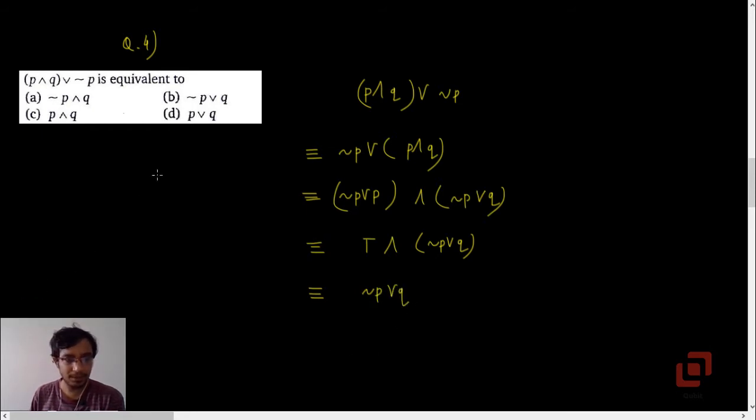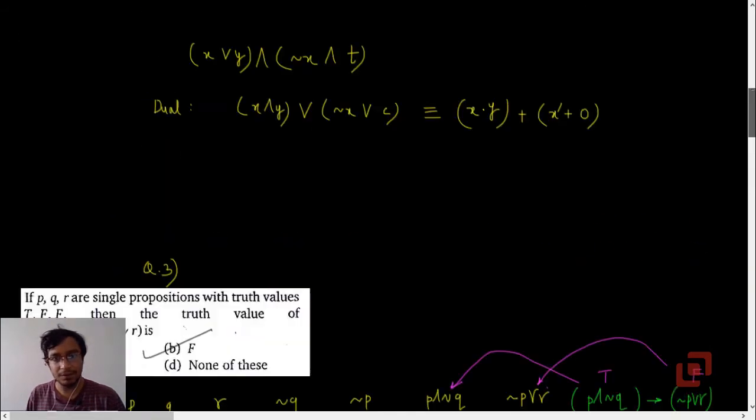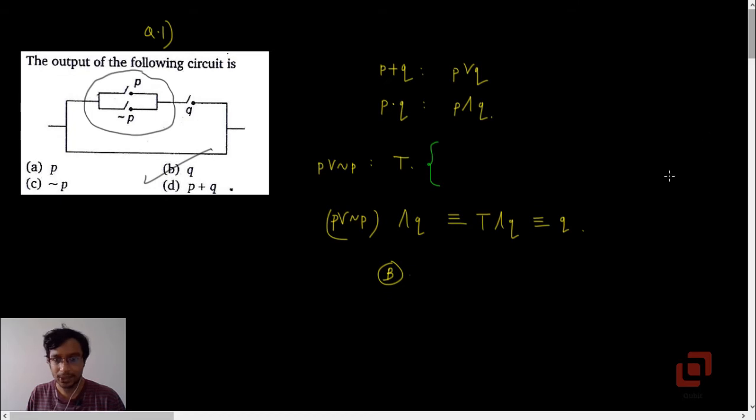So it is option B. And now you can notice the similarity between questions 1 and 4. In question 4 we have got P and Q or negation P, which is logically equivalent to this, and even here we have got a similar thing. We got a tautology and another proposition, and that is always equal to the other proposition.